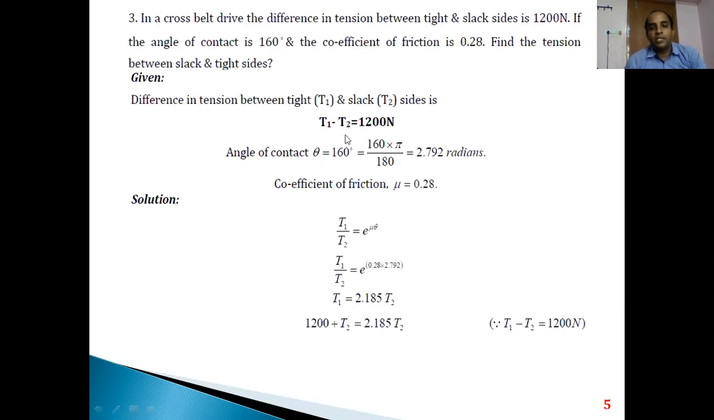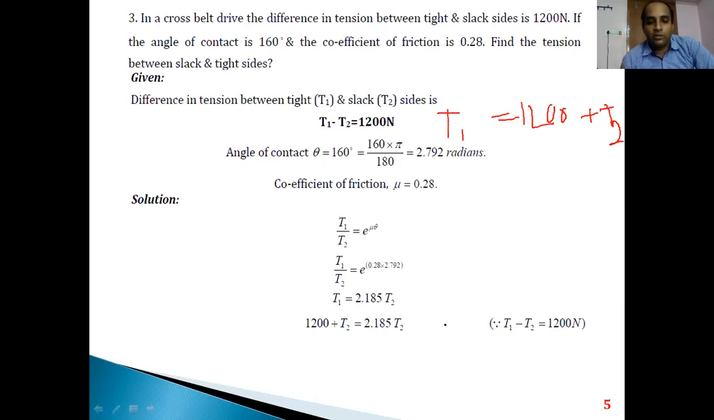If you move to the given data, what is the value of T1 from this given data? You can write this T1 as nothing but T1 is equal to 1200 plus T2, from your given data. The same I have written here.